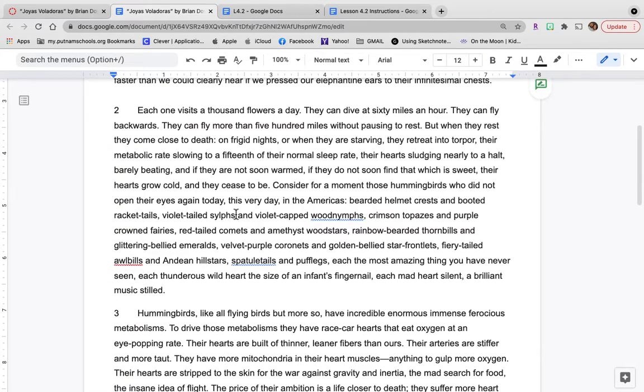All right, so welcome back, and let's look through paragraph 2 together now. Most of this stuff is pretty factual. I know it says 1,000 flowers. I'm not sure if that's accurate, but as fast as they fly, there's a high possibility. Why not? But most of this stuff is quite factual.